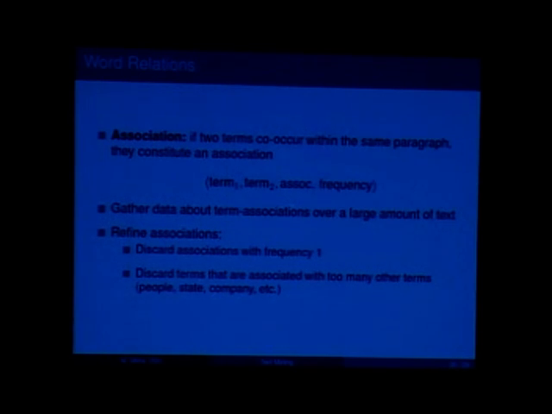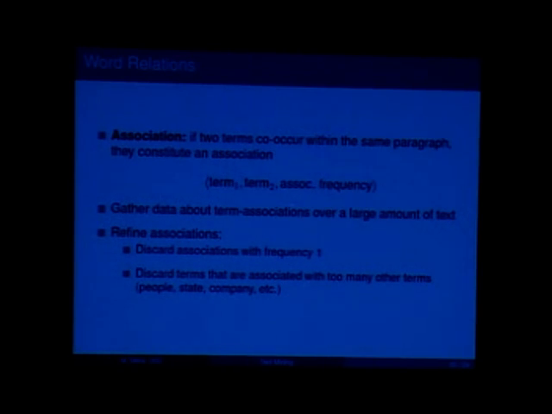The obvious refinements that you can do over here is you can set a certain kind of minimum threshold, and anything that does not achieve that threshold frequency you drop, because it could very easily be a random co-occurrence. You might also want to discard terms that are associated with too many other terms. Why? That's probably because a term that's co-occurring with a lot of other terms is probably a general term.